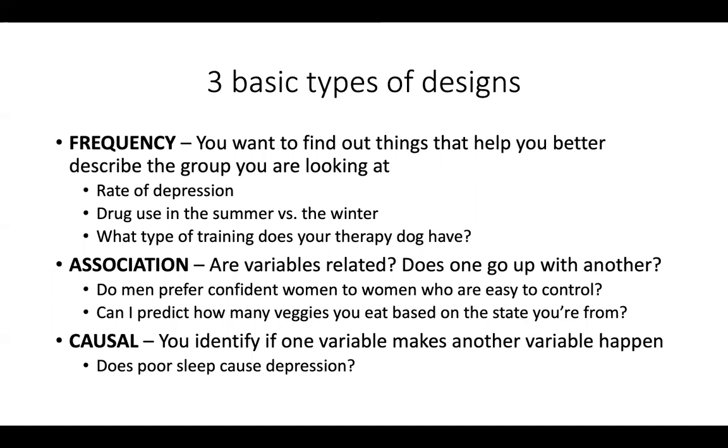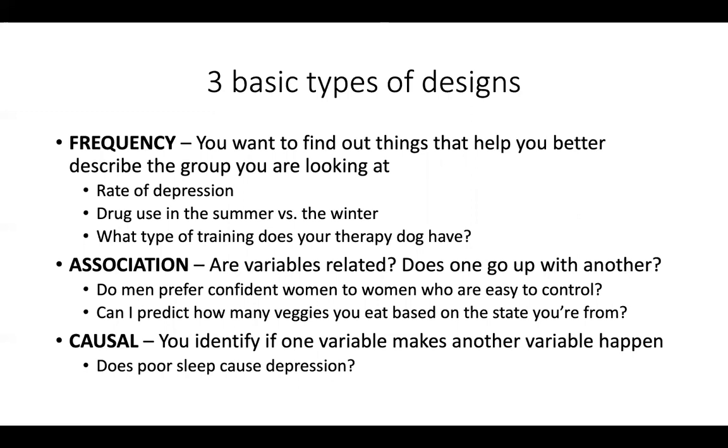Association is a study that looks at the relationship between 2 variables. So an association study could also be drug use in the summer versus the winter, where you're looking at, does the season make a difference in terms of people's drug use? Okay, are those variables related? Does one change when the other changes? Essentially, that's what it is.